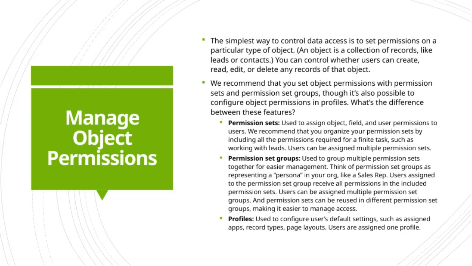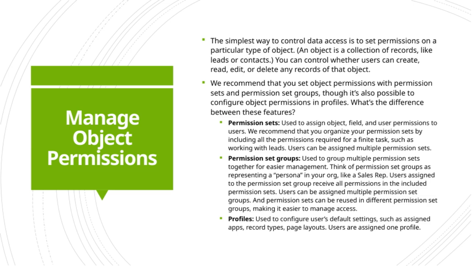The simplest way to control data access is by setting permissions on specific types of objects. Now, an object is basically a collection of records, like leads or contacts. By controlling permissions at this level, you can decide if users can create, read, edit, or delete records of that object. We usually recommend managing these permissions with permission sets and permission set groups because they offer more flexibility.